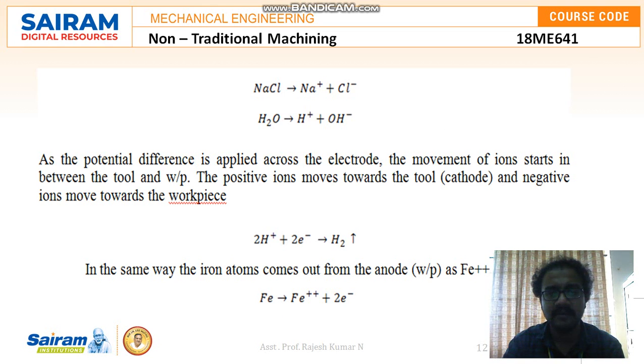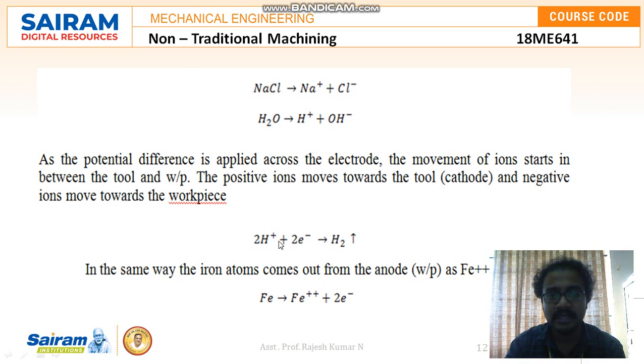And what is the chemistry? For example, taking sodium chloride, sodium is the positive ion and chlorine is the negative ion. Similarly, when I talk about water, hydrogen has positive ions and oxygen, in the form of hydroxide, has negative ions. So as the potential difference is applied across the electrodes, the movement of the ions starts between the tool and workpiece. The positive ions move towards the tool and the negative ions move towards the workpiece.